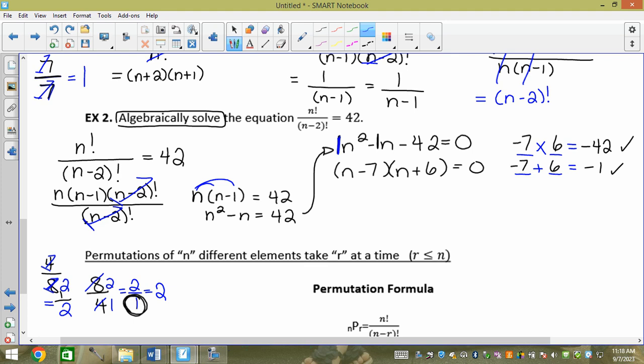Set each of them equal to 0. N minus 7 equals 0. N plus 6 equals 0. N equals 7. N equals negative 6. Now this is the catch. If I plug them back in, do they both make sense?